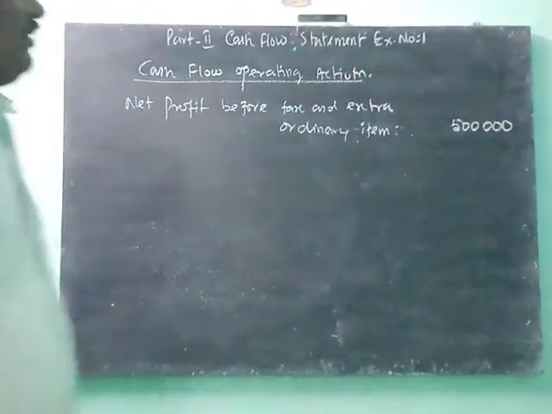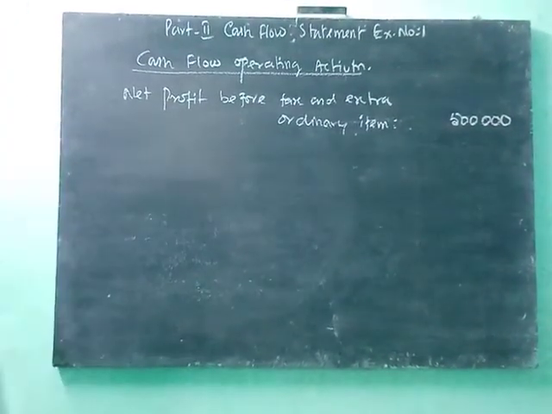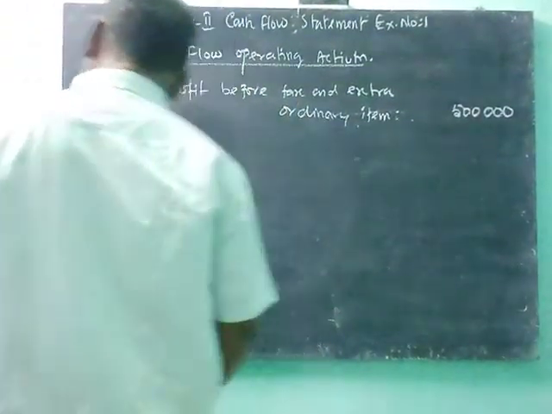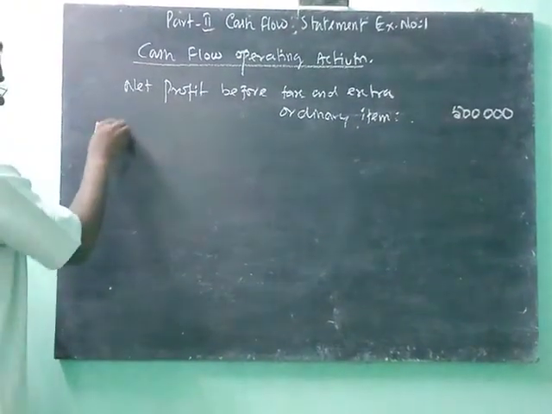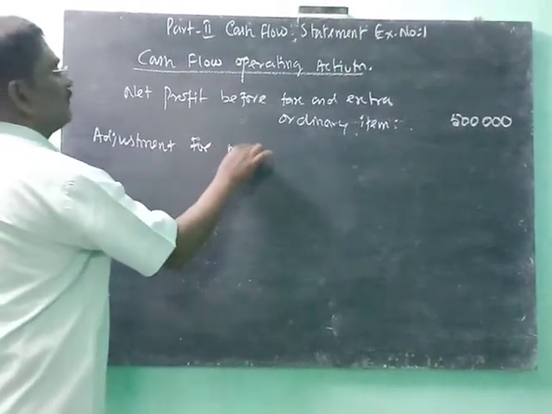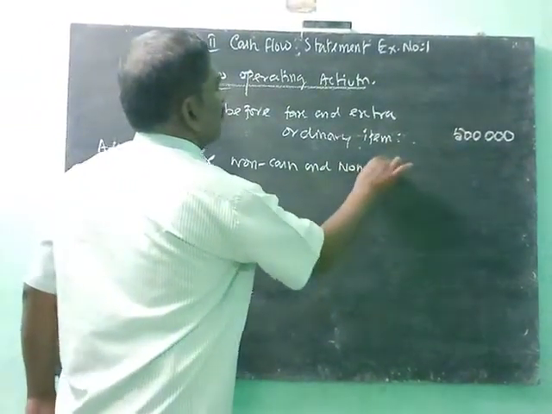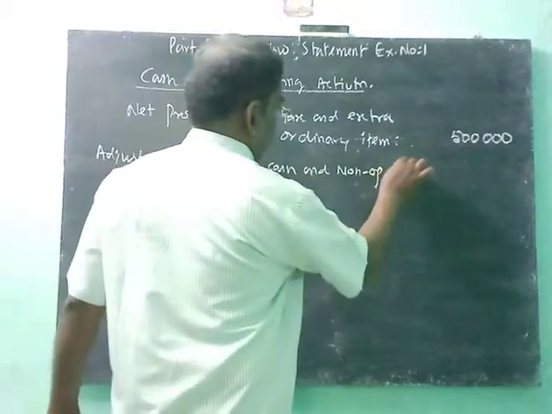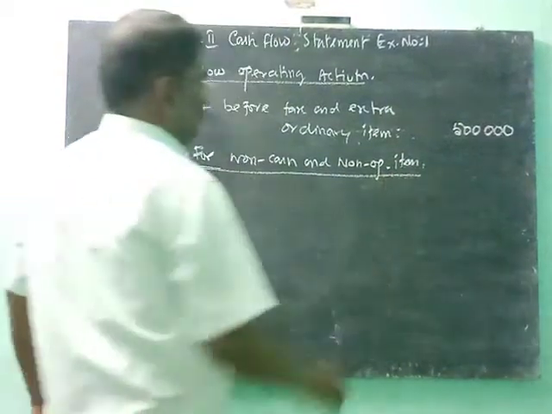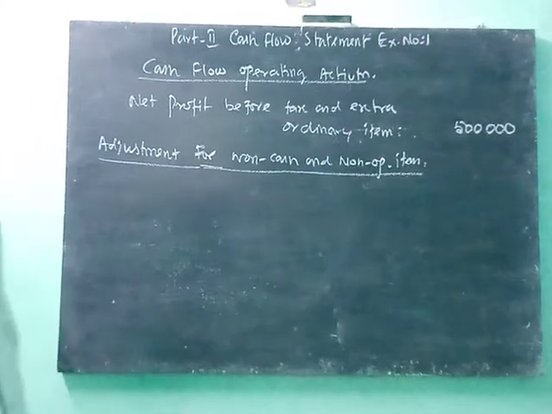In this problem there is no provision for tax, no proposed dividend, no written off. So there is no tax and extraordinary item. After that, adjustment for non-cash and non-operating items. Non-cash expenses like depreciation, profit on sale, loss on sale, just like that.